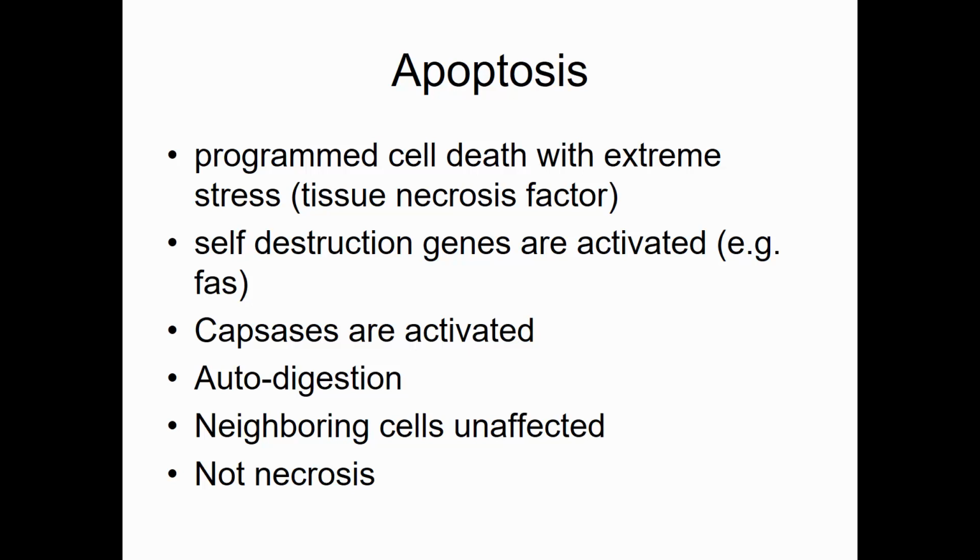But sometimes when cells are overly stressed, you can activate apoptosis. Essentially what happens is you activate genes. These are genes that typically regulate growth and differentiation. And now with the activation of these genes in a stressful situation, you activate a series of proteins called caspases. These caspases basically digest the cell from the inside out. And since everything is kept under cover of a membrane, neighboring cells are not affected.